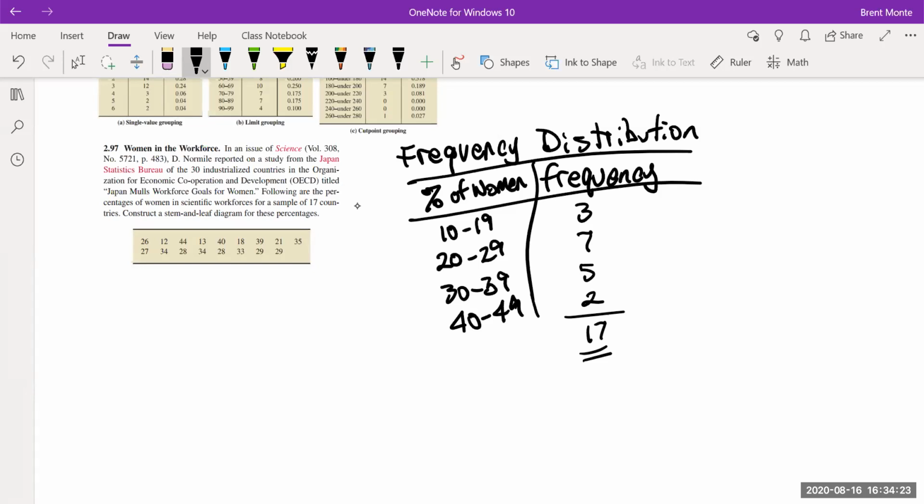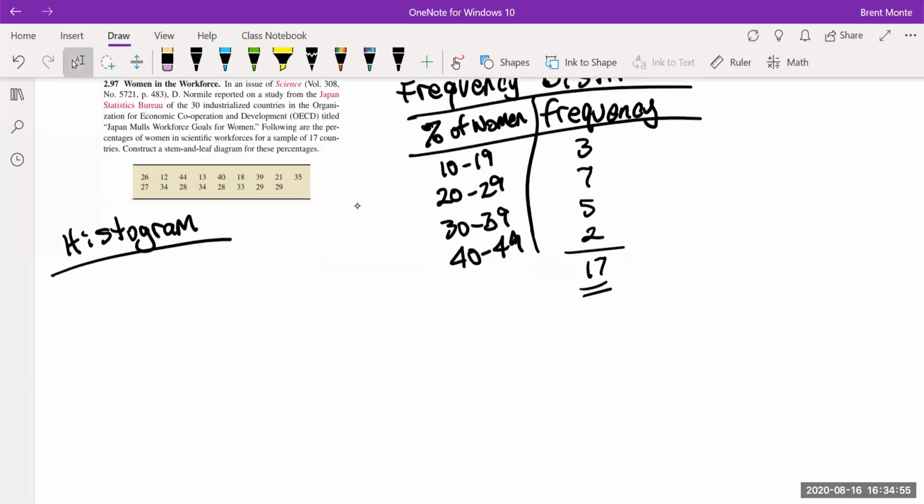I can do a relative frequency if I wanted, 3 divided by 17, 7 divided by 17, etc. Don't want to. 17 is not going to come out as a nice number anyway. But here are the 3 different ways that we can show these. The first one's a histogram. And a histogram is essentially a bar chart, except this time the bars touch each other. And we'll talk about why once we draw it. So what I'm going to do is draw my bars here. We'll say frequency again over here.